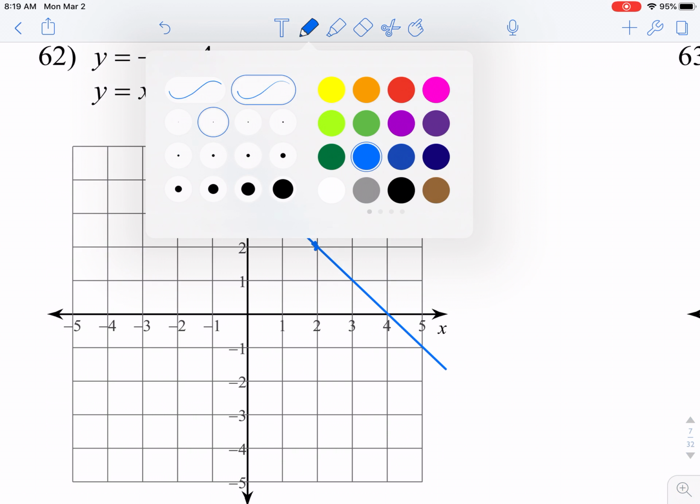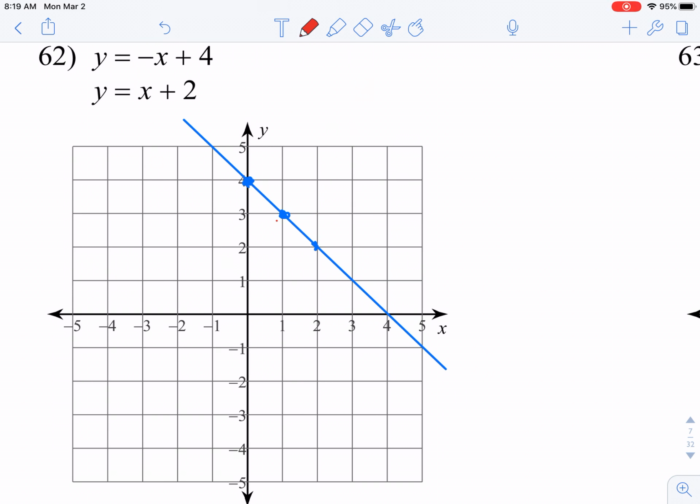And then we're going to do the next one in red. Positive 2 is here. X is really a 1 in front of that, so it means up 1 and over 1 to the right. Again, same thing. Make sure that you're using a ruler so that you can graph your line as best you can.